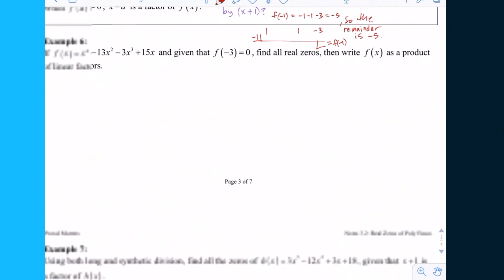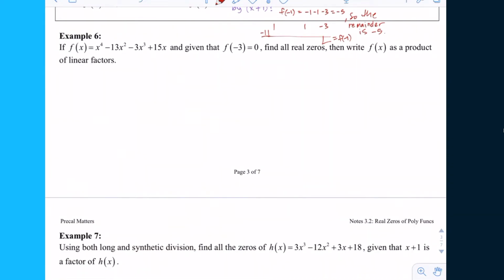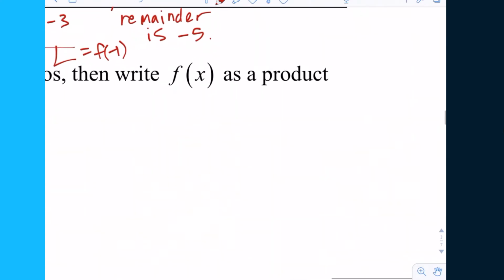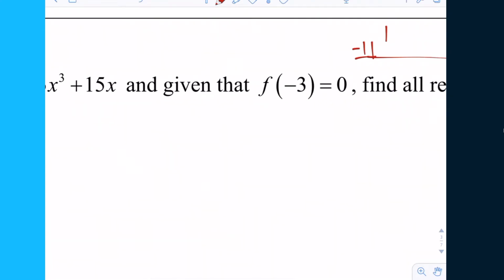Okay, let's do this. Example 6. Y'all got some time? Do we have time? We better do it together. We have about 5 minutes. If f of x is equal to a fourth degree polynomial, given that f of negative 3 equals 0, find all the zeros, and then write it as a product of the linear factors.